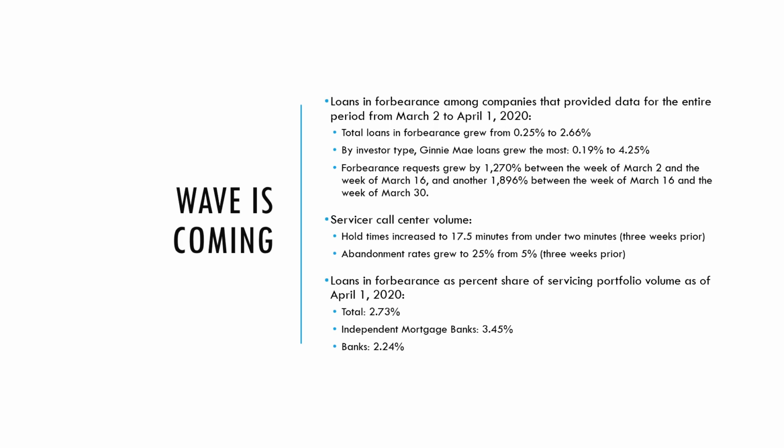The call center volume, hold times increased 17.5 minutes. Abandonment rates grew, and when you start to see that, you'll start to see complaints grow within your mortgage servicing silos. And when you see the complaints grow, you'll start to see the CFPB focus on this. So you can see what's coming right now, and also where the growth is being hit the most. It's independent mortgage banks is the highest, 3.45. Depositories at 2.24. An average of almost 3% is in forbearance right now.